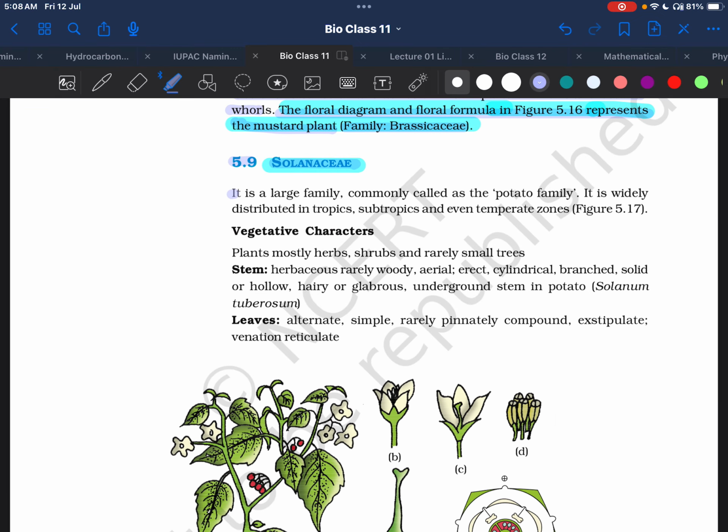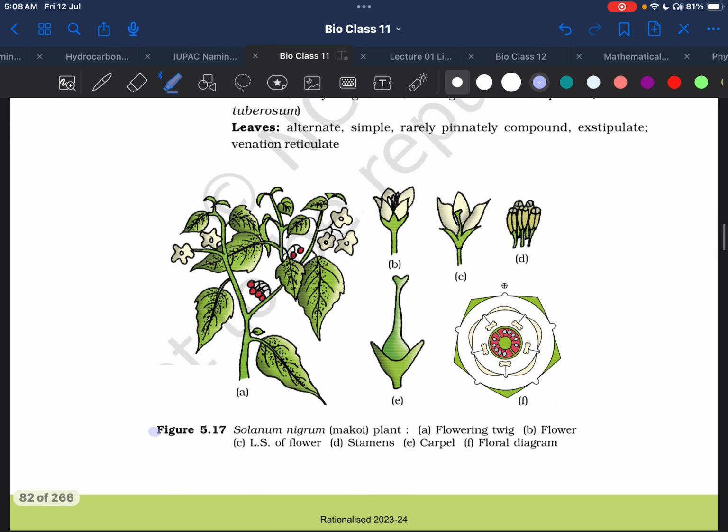5.9 Solanaceae. It is a large family commonly called the potato family. It is widely distributed in tropics, subtropics, and even temperate zones. Figure 5.17 Solanum nigrum, Makoi plant. A. Flowering twig. B. Flower. C. L.S. of flower. D. Stamens. E. Carpel. F. Floral diagram.